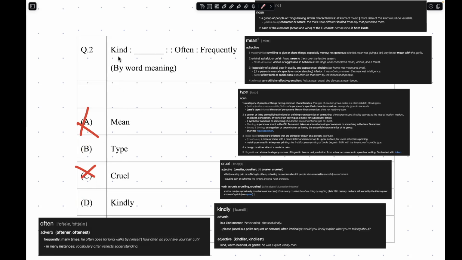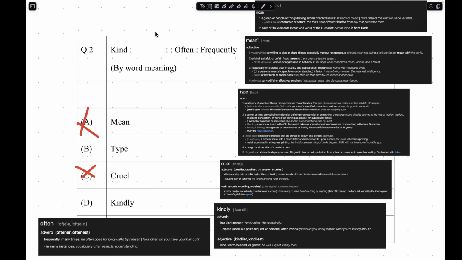Why? Because direct usage of kind and kindly is slightly different, right? But type does fit with one meaning of the word kind completely. So I would have marked B, right? What is the answer key solution to this?